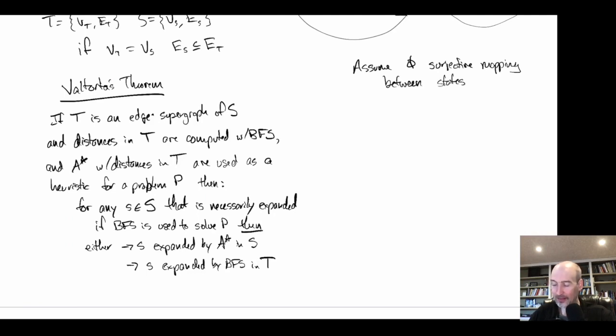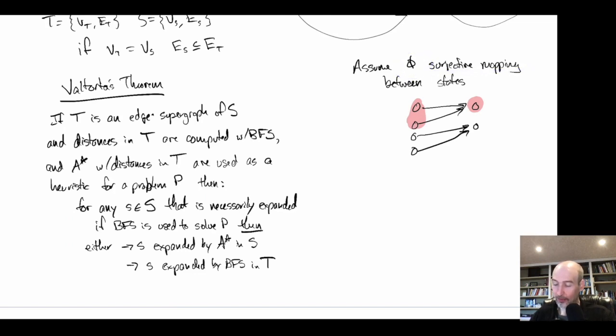Okay, so if I imagine I've got a bunch of states here, surjective means it's going to be many to one. It could be one to one, but it's never going to be one to many. So the idea here is I'm going to take some set of states that were multiple states over here, and I'm going to represent them as a single state when I apply this abstraction.